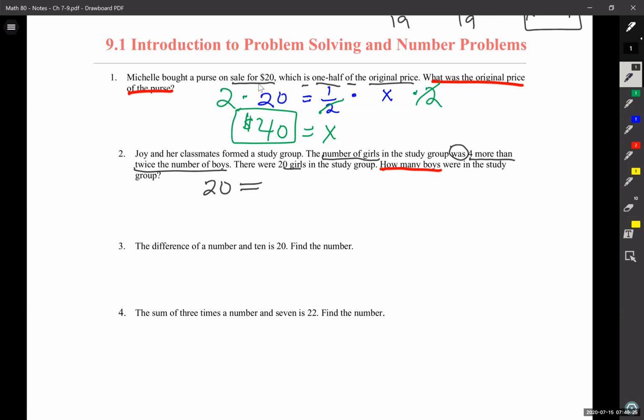And then finally, we know how to do this from all the other sections we've done it in. 4 more than twice the number of boys. So more than means not only are we going to add, but we're going to switch the order. So the 4 is going to go at the end, and twice the number of boys goes at the beginning. Twice is a tricky one. Sometimes people want to multiply by 2. Sometimes people want to square it because they get confused of what twice is.